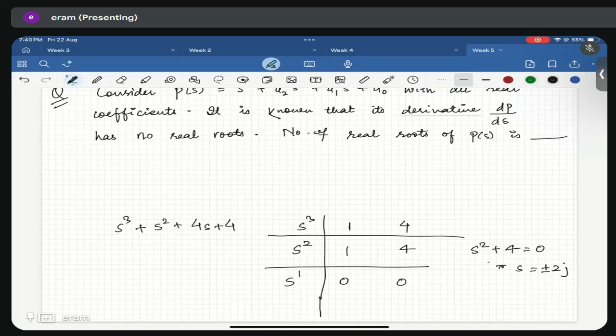Let's try a very simple thing. Let's put 2j in this equation. What will it be? It will be minus 8j, and then minus 4, and then, putting 2j, plus 8j and plus 4. What are you getting? 0. Then what is the answer? Yes, it should be.